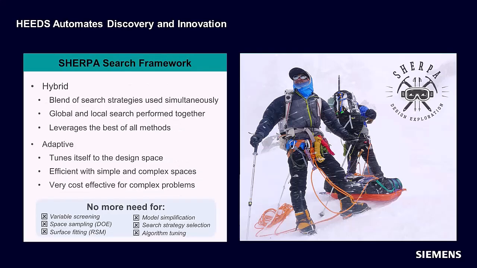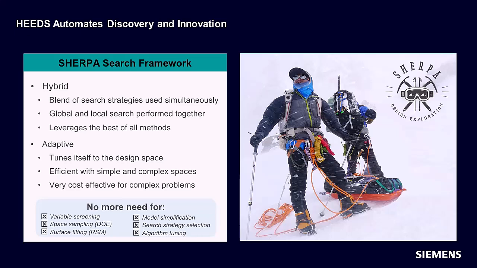Sherpa is not an optimization algorithm but rather a search framework that is based on different search strategies and algorithms. It's hybrid in nature, meaning that it contains both local and global search strategies that are working simultaneously to explore the design space. This in itself makes Sherpa a powerful toolbox for automating discovery.